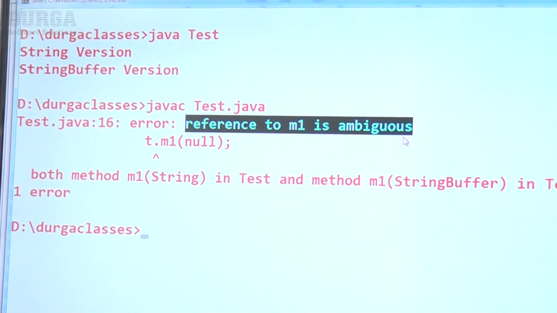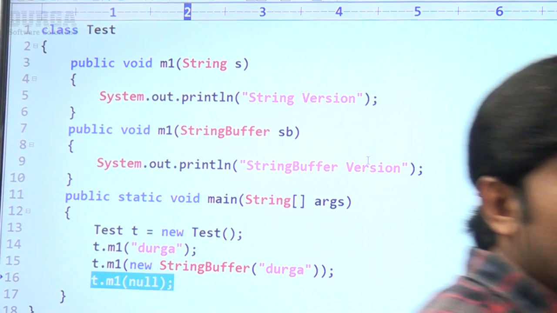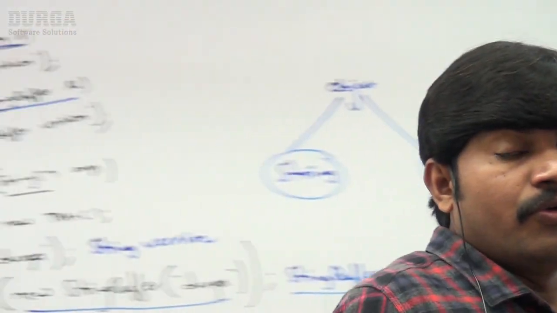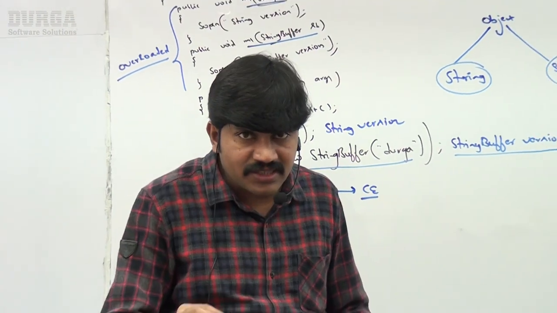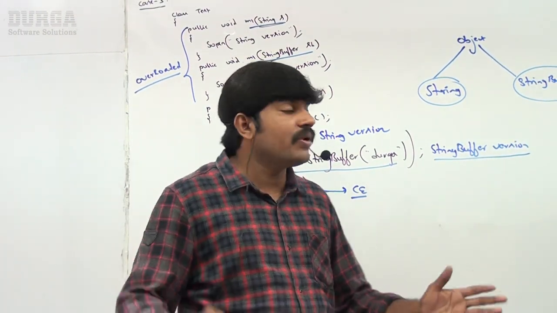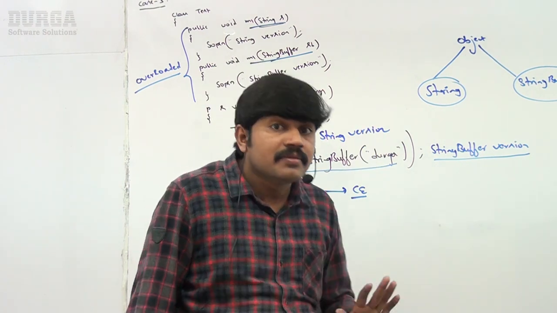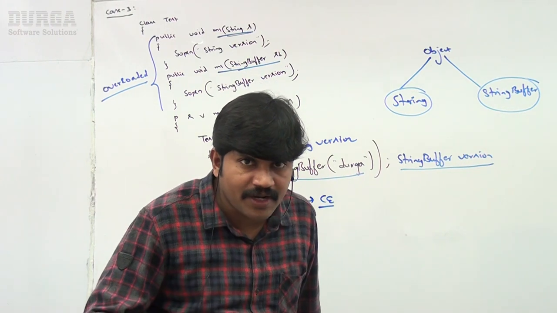Reference to M1 is ambiguous. Both the methods got matched. Please make sure: if there is an exact match, we'll get the chance; parent and child will get the chance. But if multiple methods matched and there is no relation at all between the arguments, then we are going to get a compile time error. Clear for all of you, right?